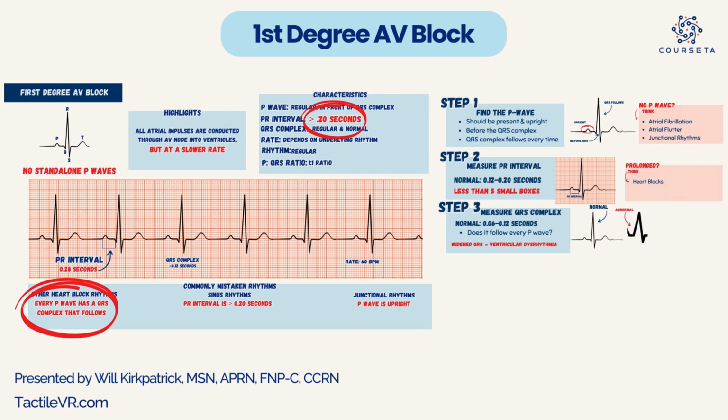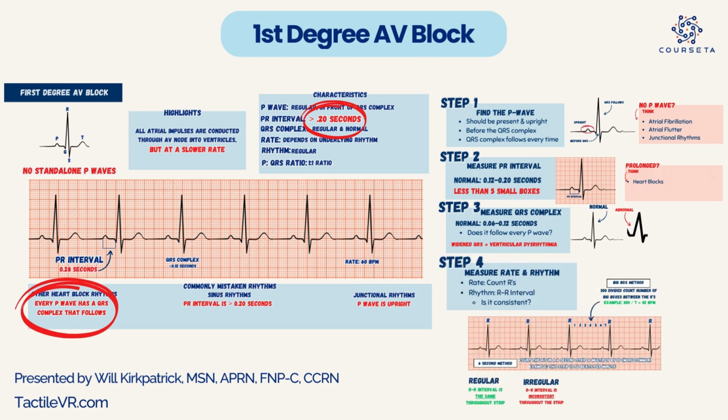Step number 3 is measuring the QRS complex. It checks out because it's less than 3 small boxes. Then step number 4, measure the rate and rhythm. The rate in this case is 1, 2, 3, 4, 5, 6, so 60 beats per minute. We're using the 6-second strip method, which is the most common. Then measuring the rhythm, it checks out because it's consistent between each of those R to R intervals. So this would be first degree heart block.